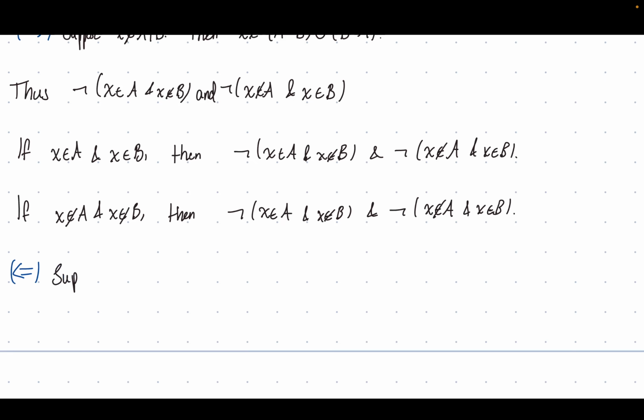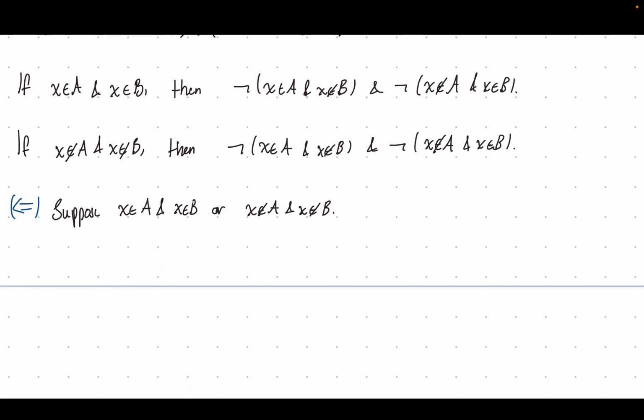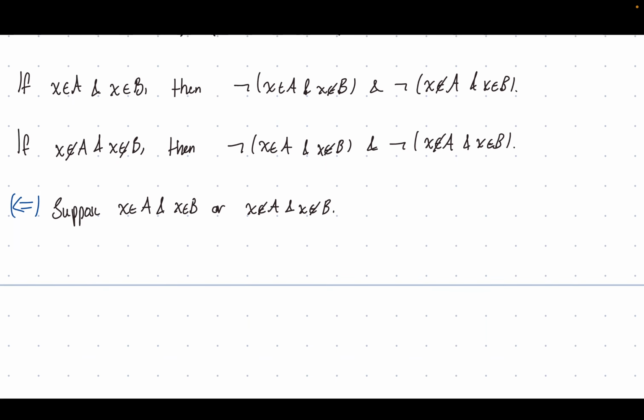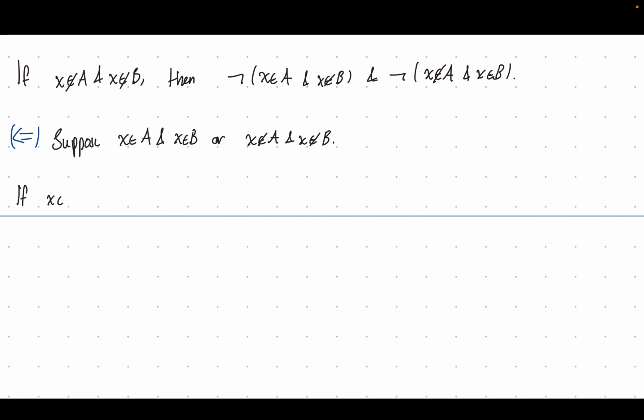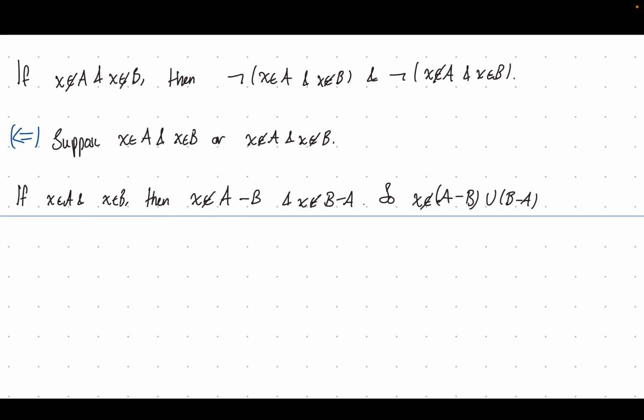Now, suppose x is in A and x is in B, or x is not in A and x is not in B. And we need to consider both cases and show that in both of them, they are not in A plus B. So if x is in A and x is in B, then x is not going to be in A minus B, and x is not in B minus A. So x is not in A minus B union B minus A. And let me move this to the next page.